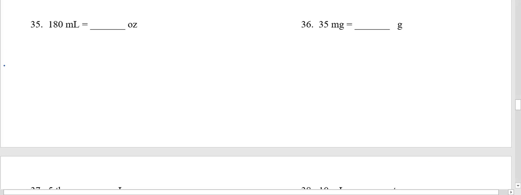Okay, let's look at 35. I'm going milliliters to ounce. And remember the conversion is 1 ounce equals 30 milliliters.